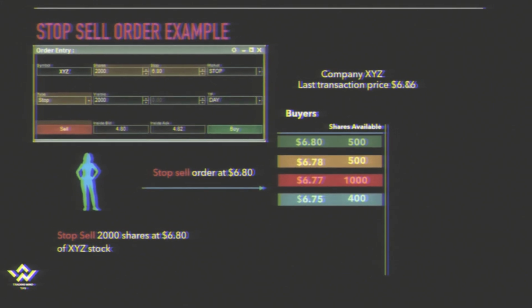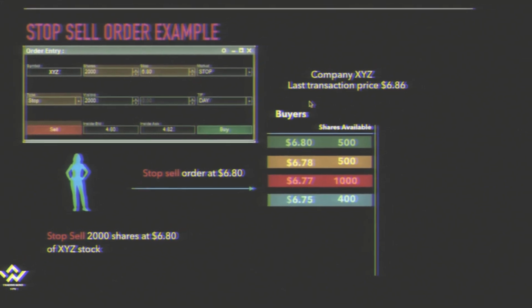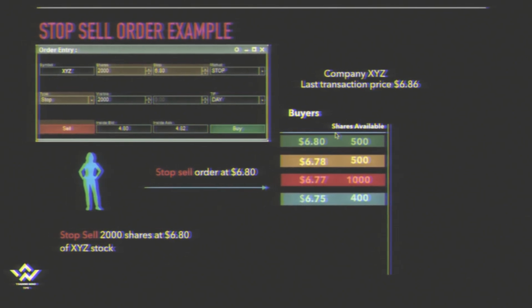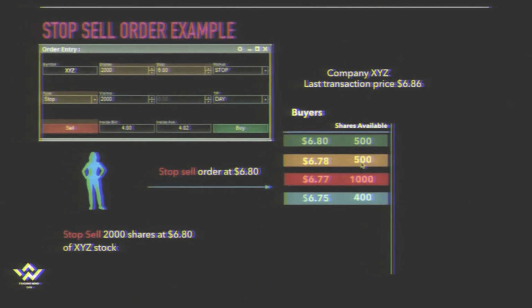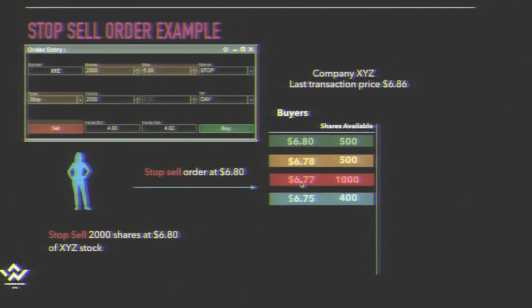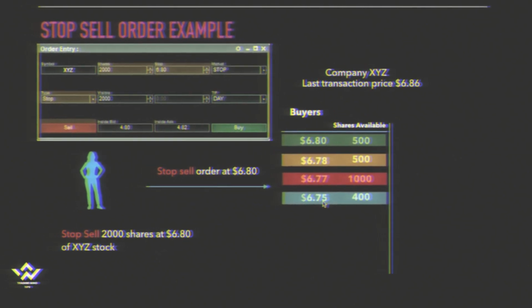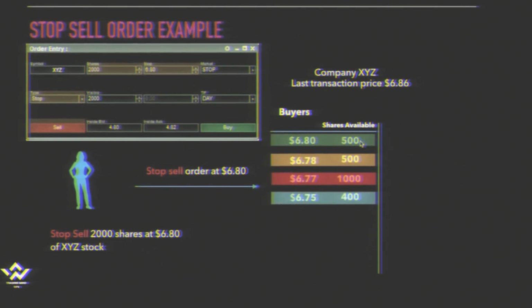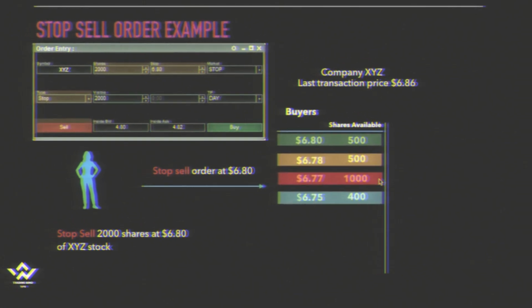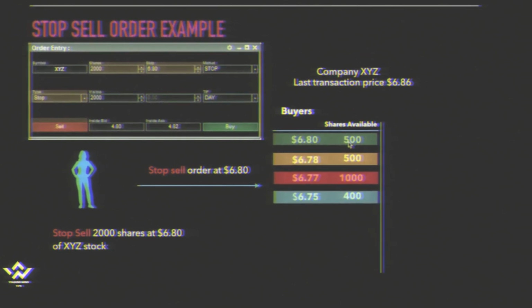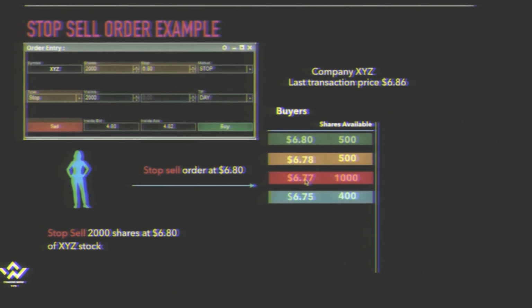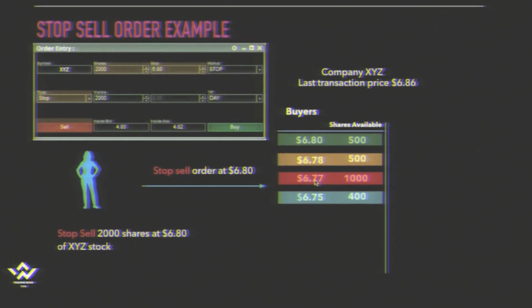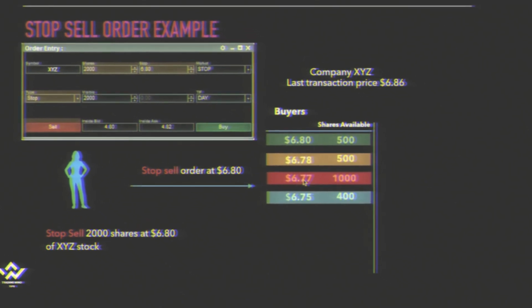Notice that now we are selling our shares, we have to sell them to people that are willing to buy them. The best prices that are willing to be bought at this time are 500 shares at $6.80, 500 shares at $6.78, 1,000 shares at $6.77, and 400 shares at $6.75. So your broker will sell all the shares available at each price level until all 2,000 shares are filled. So you'll sell 500 shares at $6.80, you'll sell another 500 shares at $6.78, and then you'll sell the rest, 1,000 at $6.77, leaving you with an average fill price below the $6.80 that you were hoping for.